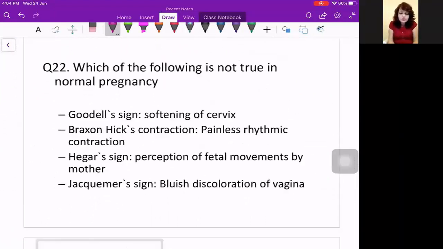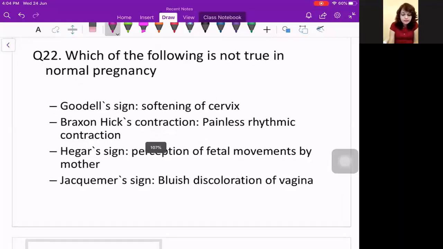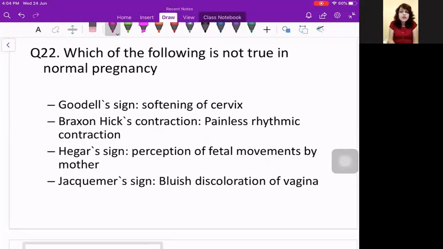Which of the following is not true in normal pregnancy? This is about the signs of pregnancy in the first trimester. Painless vaginal contractions, that is present throughout the pregnancy. Okay, this is correct. Goodell sign of softening of cervix is seen at 6 weeks of pregnancy. This is also correct.